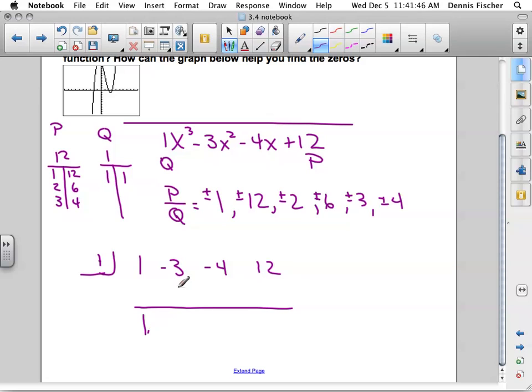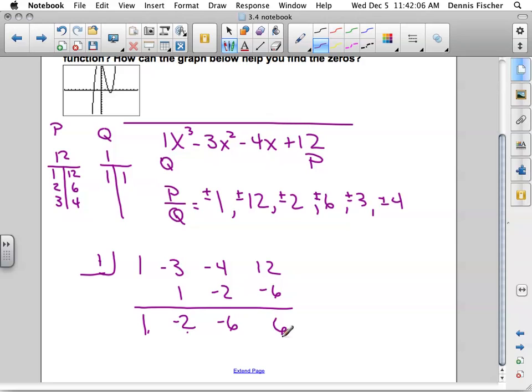1, last time I checked. Negative 2. 1 times a negative 2? Negative 2, which makes a negative 6. 1 times a negative 6 is negative 6, which is 6. Did it work? No. 1 doesn't work.